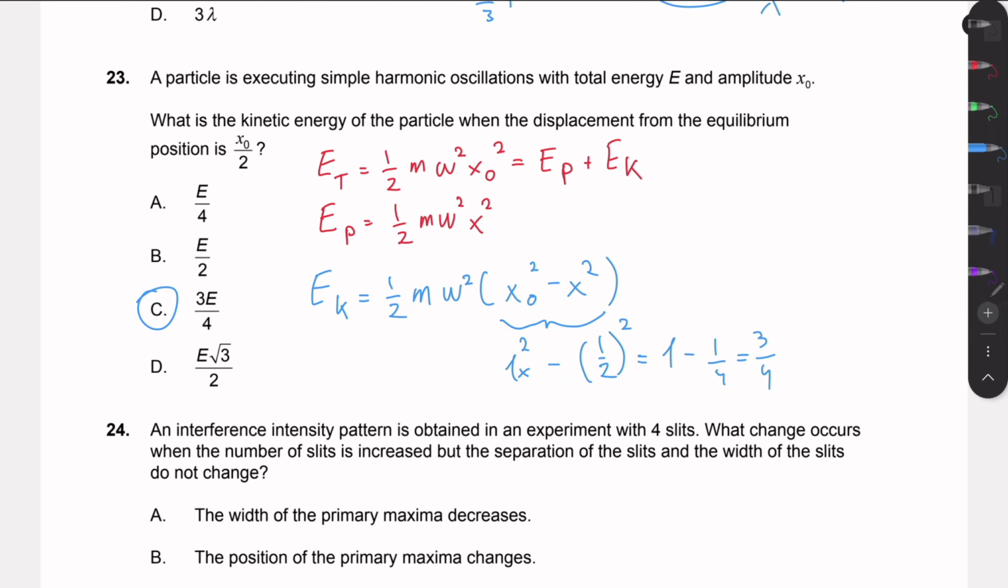We could also write just x0 here, x0 here, and then we will just be left with x0 here, like this, or x0 squared to be precise. And then the rest remains the same. And E was the total energy. So we see total energy is just this, but then there's an extra 3/4 multiplier, so that's why the answer is going to be C.